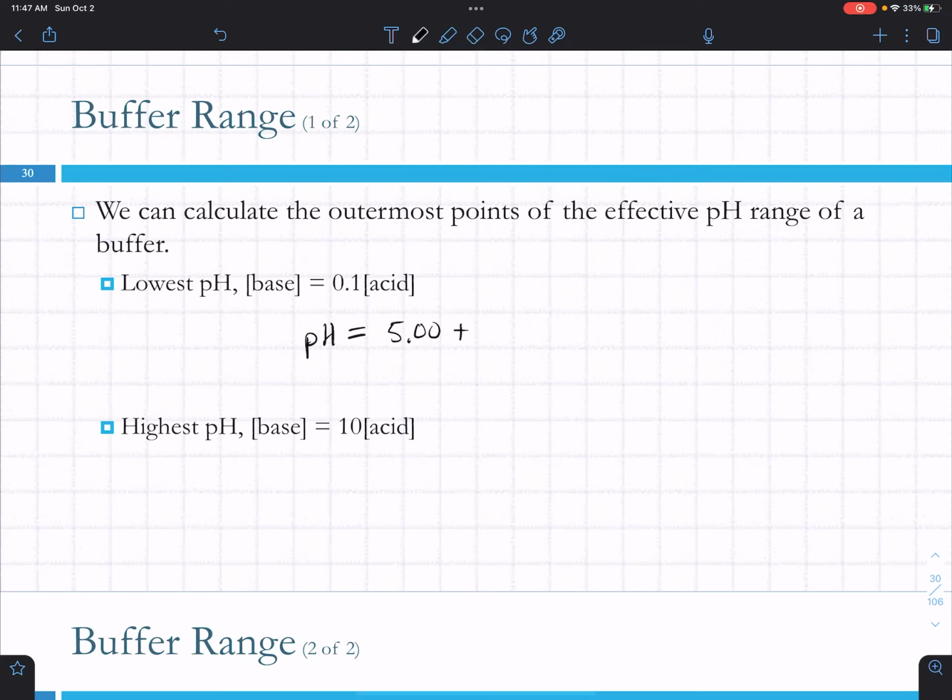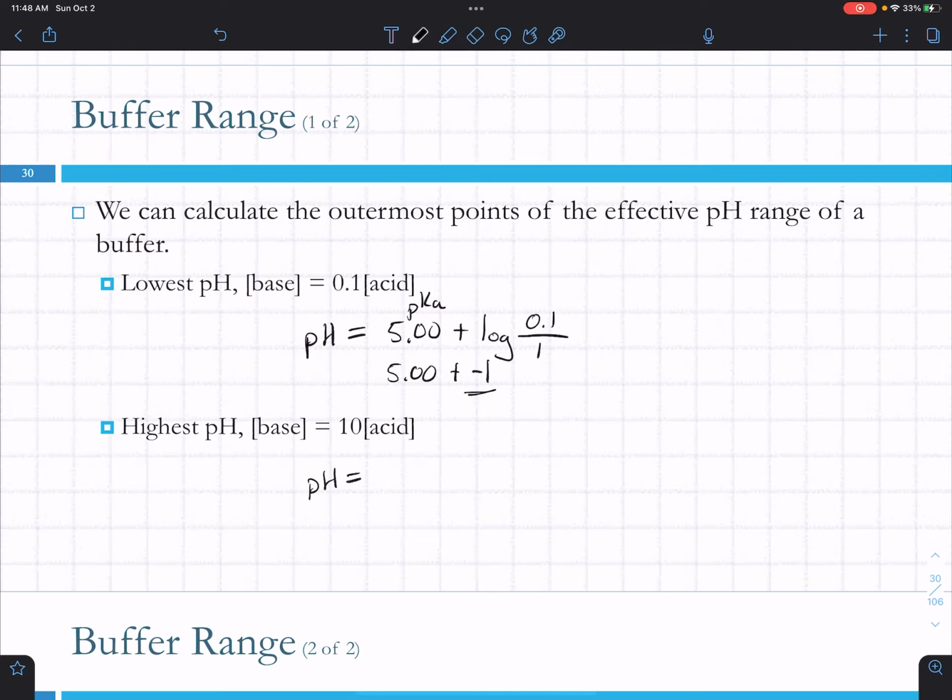So 5 plus the log of, and this here is saying that the amount of base is equal to 0.1 times the amount of acid. So if our base is 0.1, then our acid is 1. And if we calculate that, we'll get 5.00 plus a negative 1. So the effective pH range here is going to be 1 less than the pKa, right? This is the pKa. And so the only thing that changing the ratio does is adjust us up or down from that pKa.